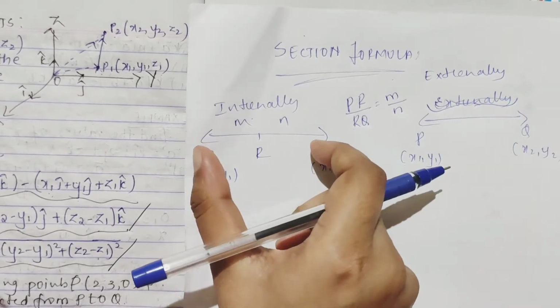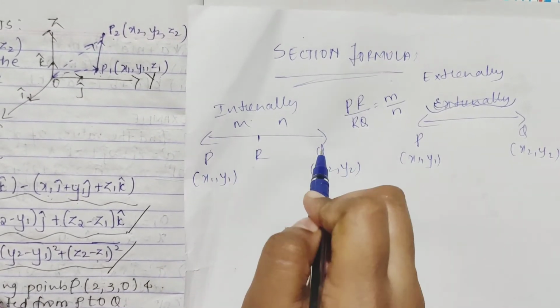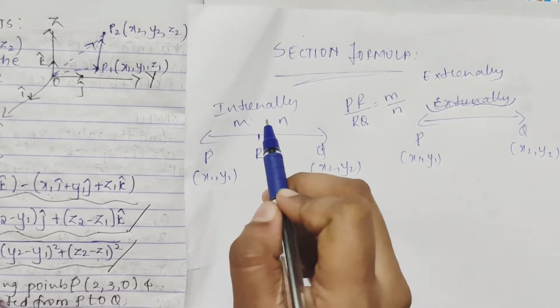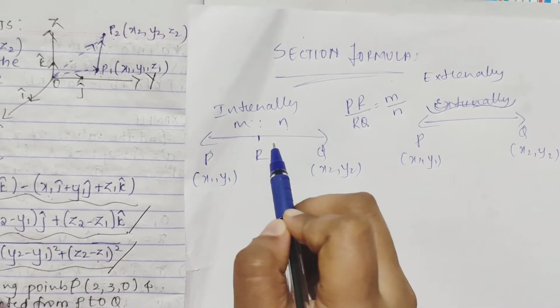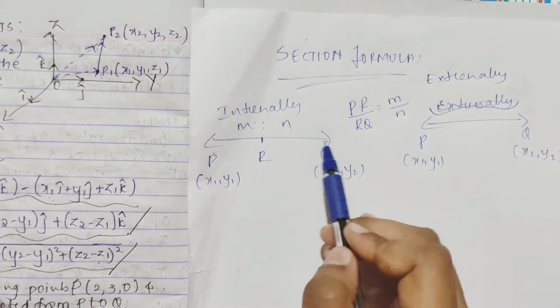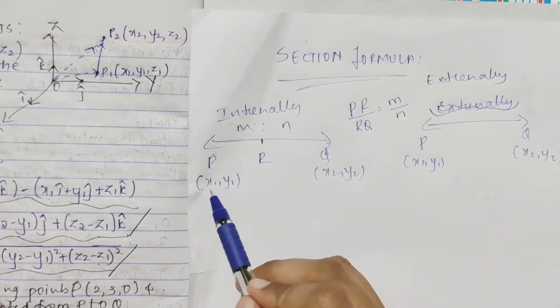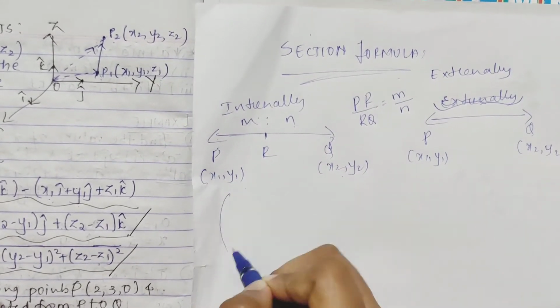Means a line or a segment is divided in two parts. This is your midpoint, PQ we have taken, and it is divided in the ratio m is to n. So this PR by PQ we take, right? It will always be a proportional ratio. Now you have point P (x1, y1) and one more point Q. If they tell you internal, what's the formula we use?